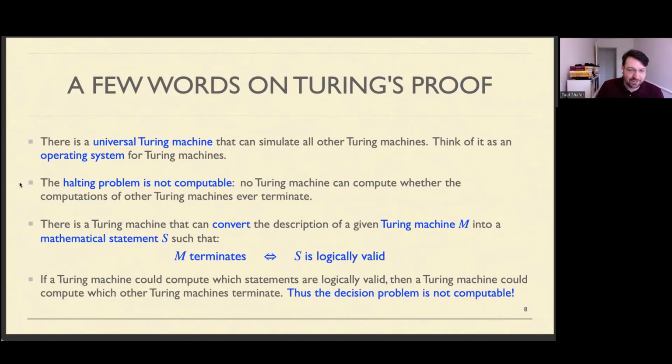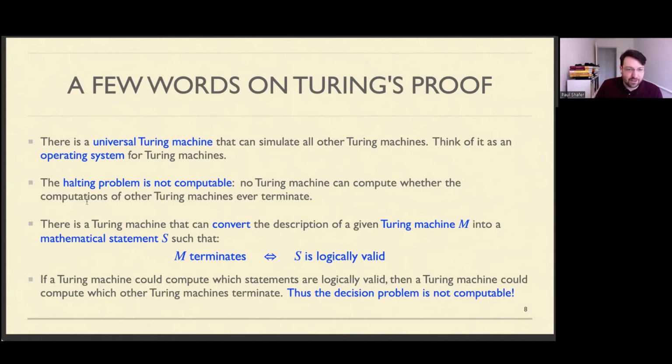The Turing machine can't determine whether or not, in general, another machine is ever going to terminate. Or nowadays, no computer program is going to be able, in general, to determine whether or not some other program is going to terminate. So we had this mechanical way of translating a machine into a statement in such a way that the machine terminates if and only if the statement that arises from it is logically valid.